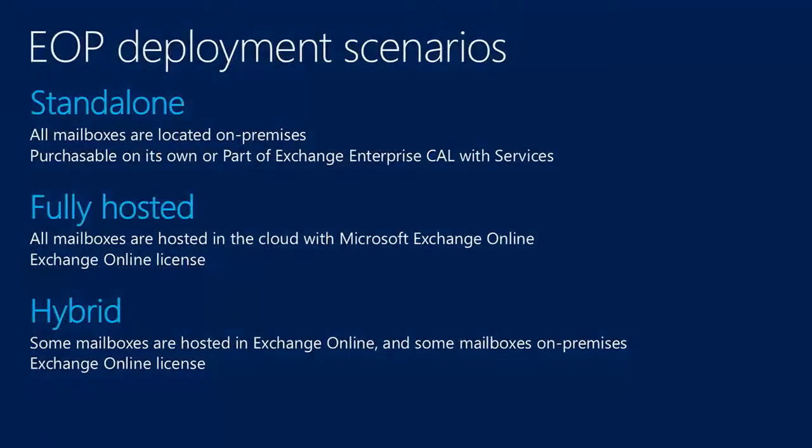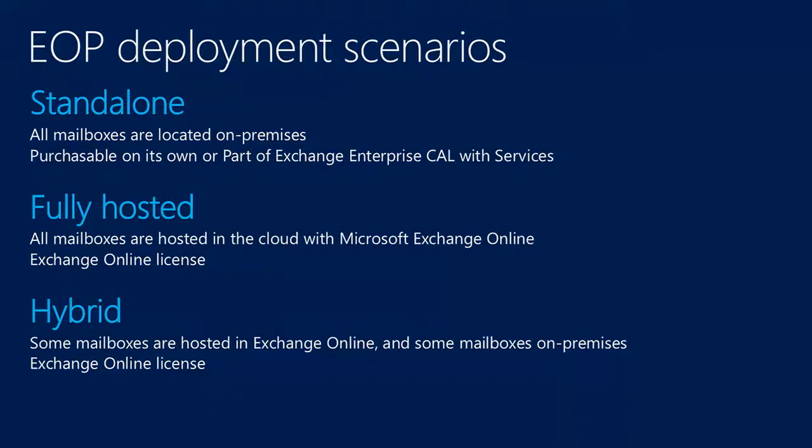So starting off here with the deployment process, very, very straightforward. We typically see three different scenarios when we're deploying EOP. Standalone doesn't necessarily mean you have mailboxes on-prem. They could actually be hosted anywhere, and as long as they're not in Office 365, this would be considered standalone. So you could have mailboxes hosted with Google and use EOP to protect them. Standalone EOP is purchasable on its own. It also comes as part of Exchange Enterprise CAL with services.